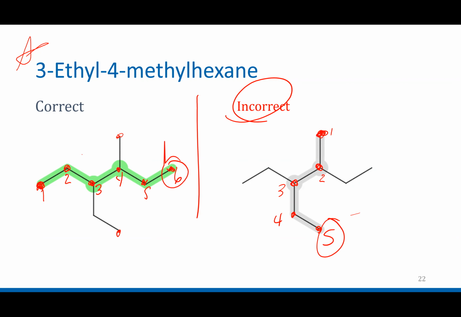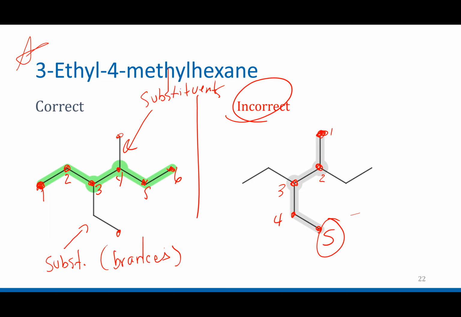So this highlighted in green is my longest chain. These guys are called substituents. Hard word to spell. And you know what? If you don't like calling them substituents, I'm just going to write subst with a T. They're just called branches. Oops, spelt that wrong, didn't I? It's been a long day. All right, branches. Okay, think of this like a tree and sticking off of the main limb or the main trunk of the tree, you have branches.